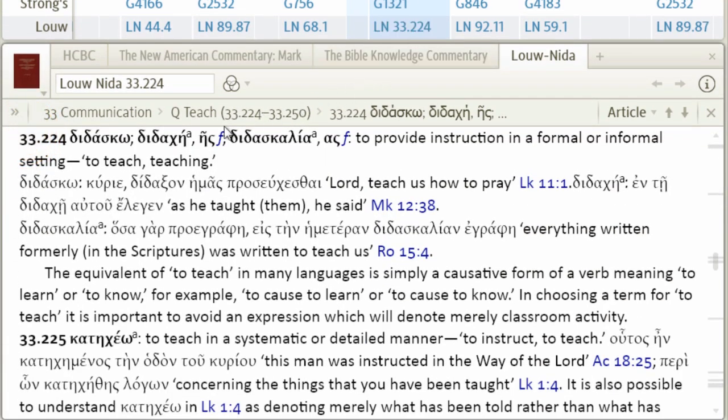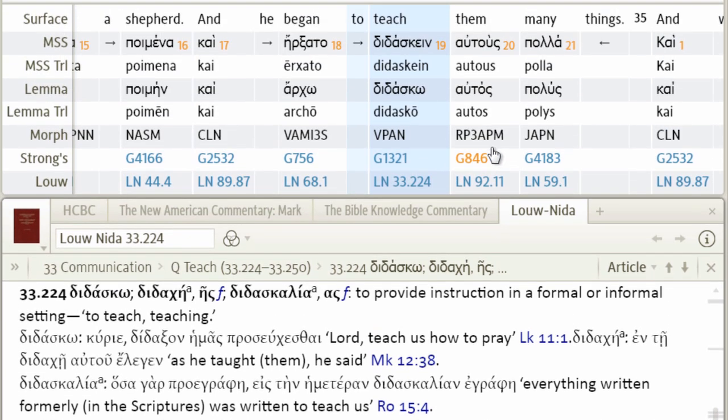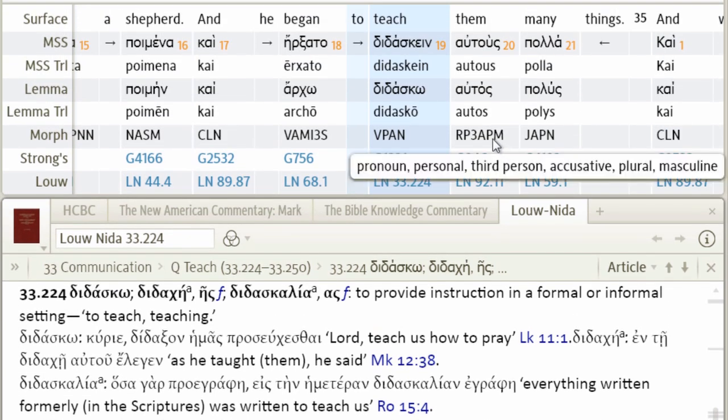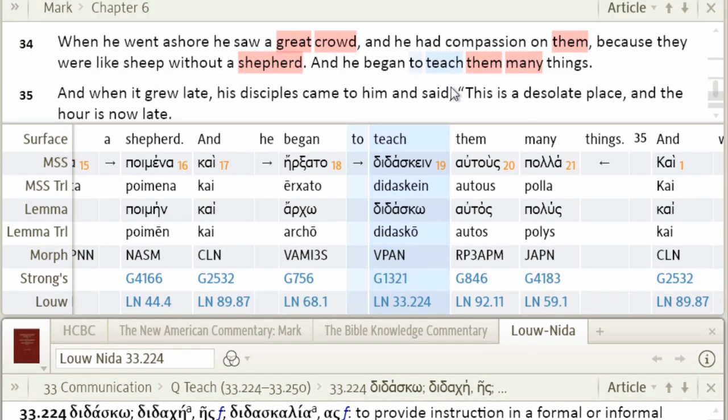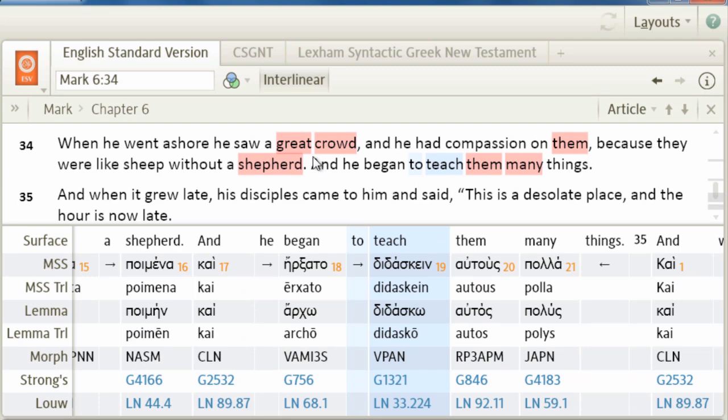And just at a glance here, you can see that didasko, the lemma form of didaskein, belongs to domain 33, which is marked communication. So we have our verb of speaking here, and we also have our words in the accusative case, autos and pala. But over here we can also see that we have two words highlighted because the Greek words they're tied to are in the accusative case.